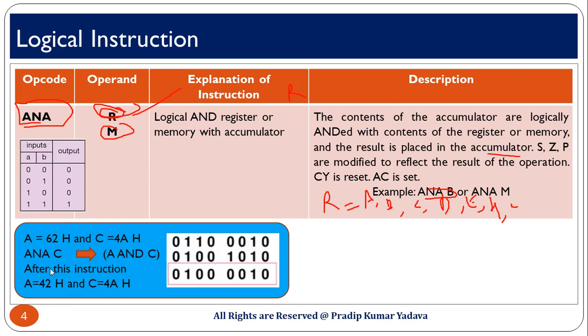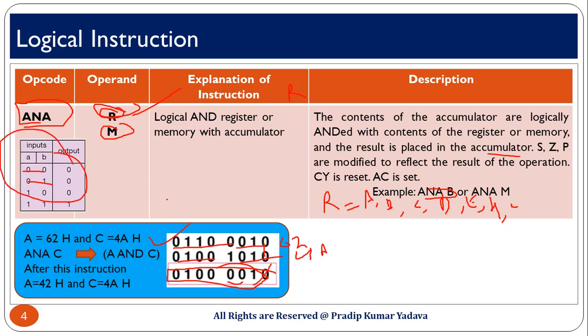So, here in this picture you can see what I have written. I have written 62. Okay. Here you can see 62, here 4A. Okay. When you are going to perform AND operation, here you can see the table: 0 0 gives 0, 0 1 gives 0, 1 1 gives 1, 1 0 gives 0. So, basically you do not have to add this. Basically you have to perform AND operation.